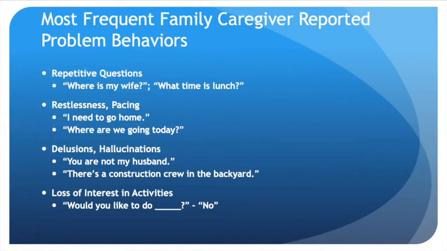So the most frequently family or caregiver reported problem behaviors were repetitive questions, things like, where's my wife? What time is lunch? Restlessness or pacing, I need to go home. Where are we going today? Delusions and hallucinations, something that's relatively common in some forms of dementia. You are not my husband. There's a construction crew in the backyard, and loss of interest in activities.